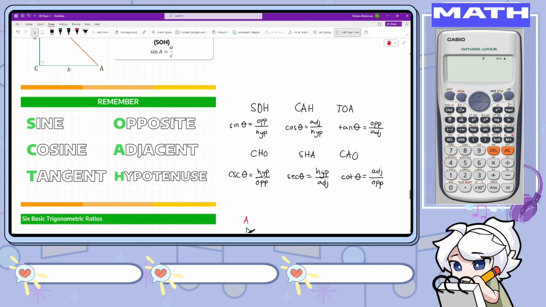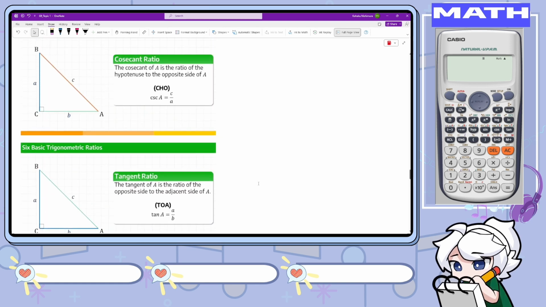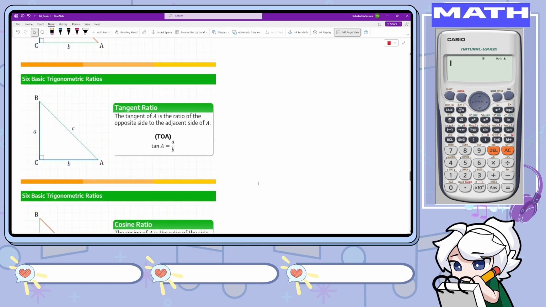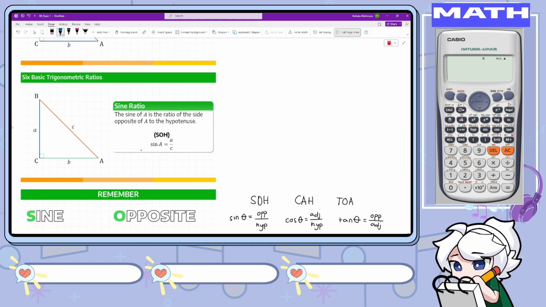Now, with this in mind, let's have the following. I just summarized everything basically. So let's have just one. Let's say I have here A, right? If we focus particularly on A and we want to find opposite over hypotenuse, or what we know as sine, the opposite of A is the side a, like what we have here.